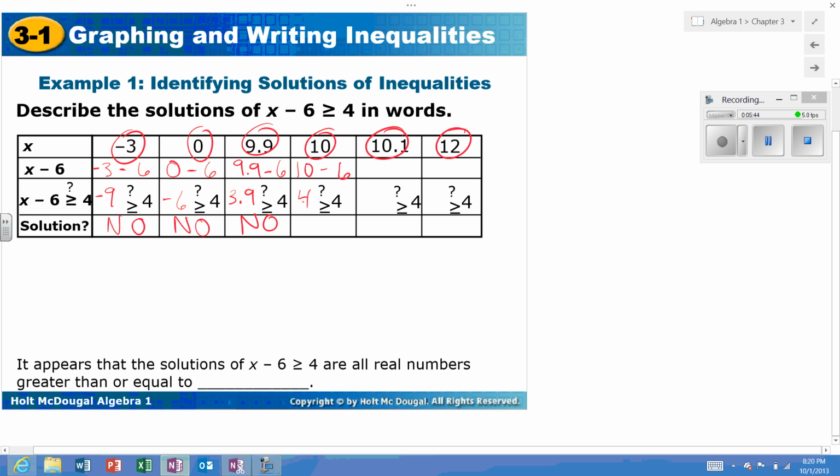10 minus 6 is 4. Is 4 greater than or equal to 4? Yes, we know that 4 is equal to 4, so this is a solution. Okay, now let's plug in 10.1 minus 6, and that should come out to 4.1, which we know is greater than or equal to 4, so this is a solution.